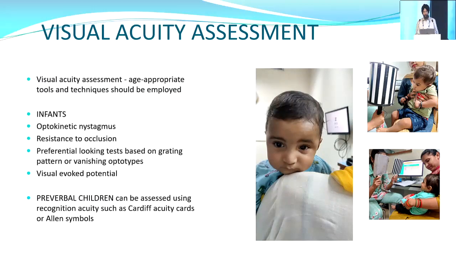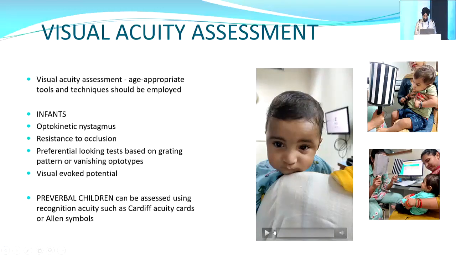So coming to the first thing when the child comes, obviously you see the white reflex. For the visual acuity assessment, age-appropriate tools and techniques should be employed. Yes, the child has a cataract, so you might not be able to do all these things like optokinetic nystagmus. Yes, resistance to occlusion could be there depending upon the density of the cataract. And all these other tests, it all depends how small the child is, how young the child is, and how dense the cataract is. So I'll just be taking you through one of these little children who comes.